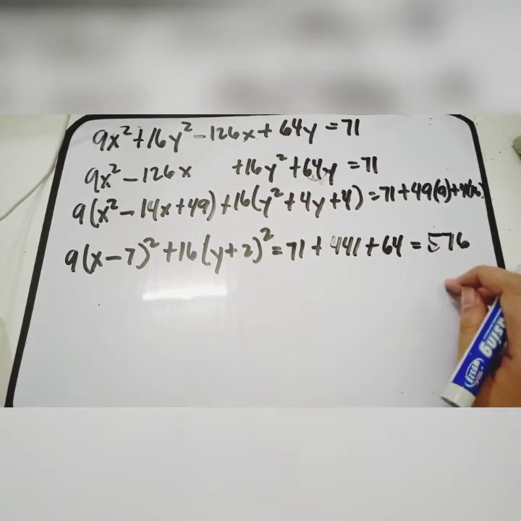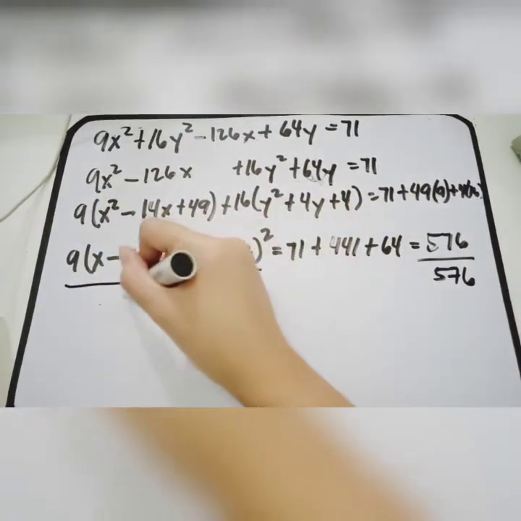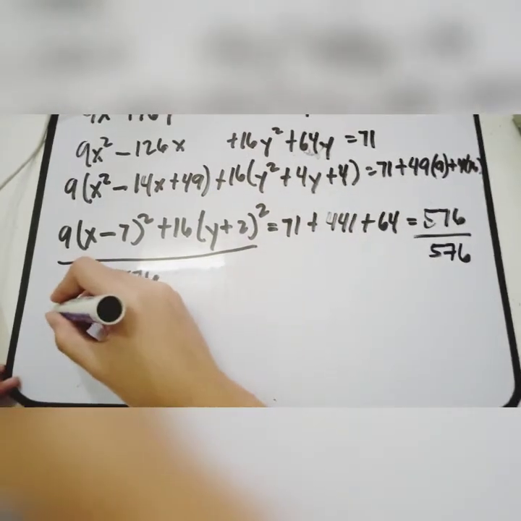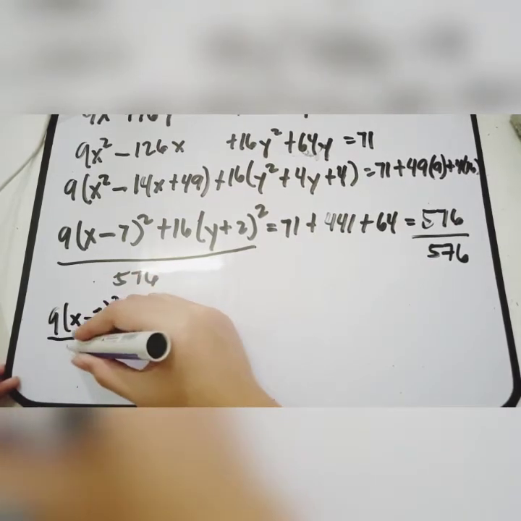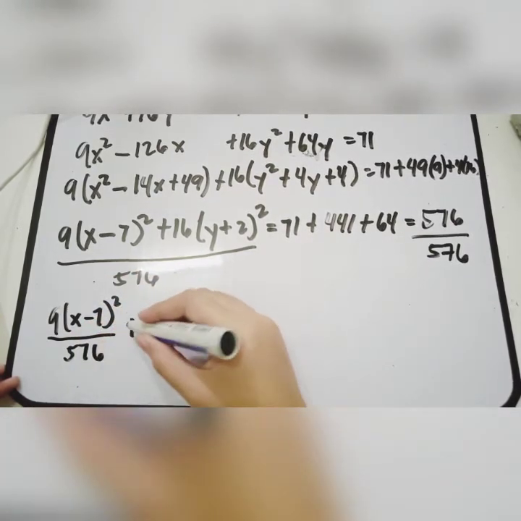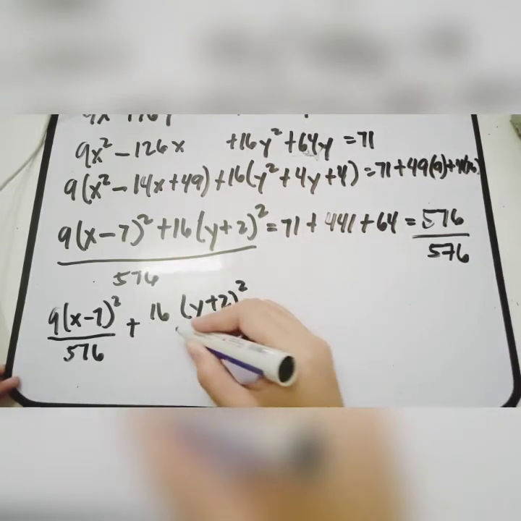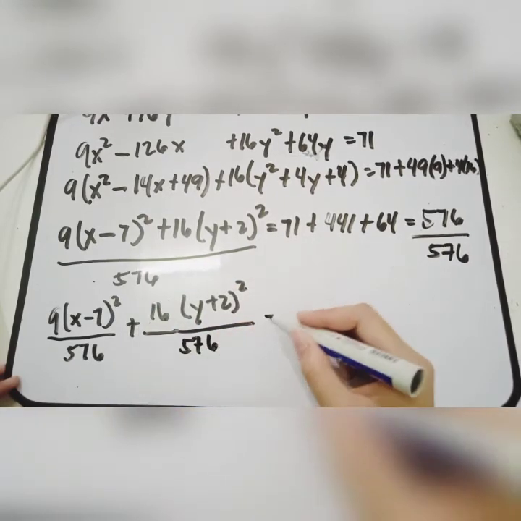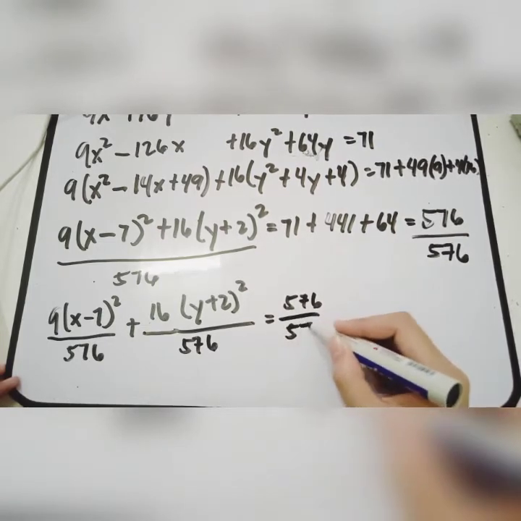Okay, so we're going to equate the right side to 1, so to make it 1, we have to divide both sides by 576. So 576 and then 576. So it will be like this. So 9 times the quantity x minus 7, squared, over 576, plus 16 times the quantity y plus 2, squared, all over 576, is equal to 1.